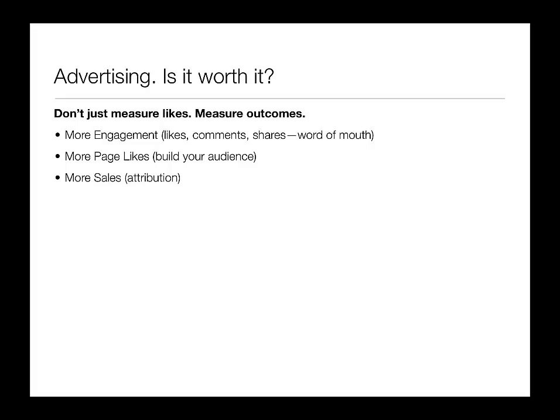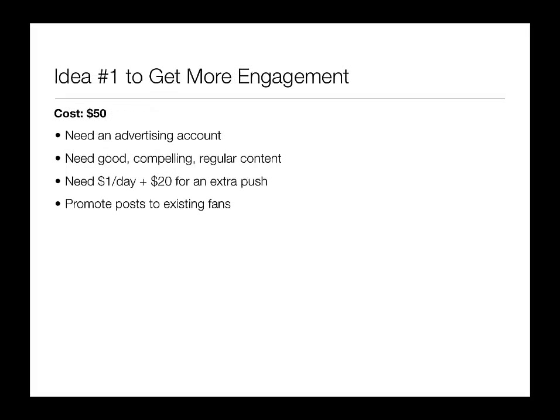So I've got a couple ideas about how we get more engagement, get more likes, and get more sales. The first is something that I recommend that everyone does, publishers and especially authors. You need about $50 a month. You need to set up that advertising account. You want to have some type of editorial calendar, so you've got regular, good, compelling content that you're going to post on your page at least twice a day. And then you're going to spend $1 a day to ensure that more of your existing fans see that content.